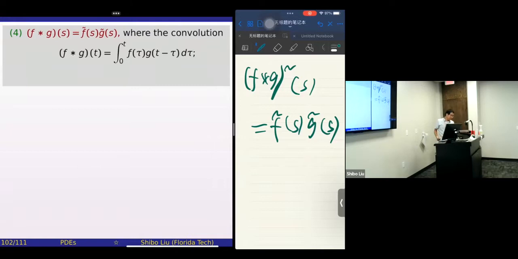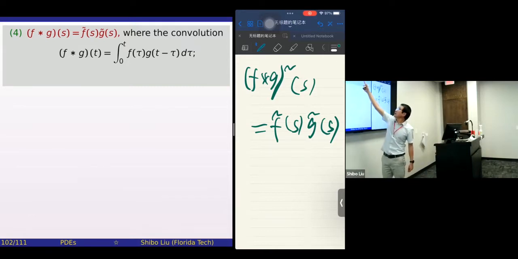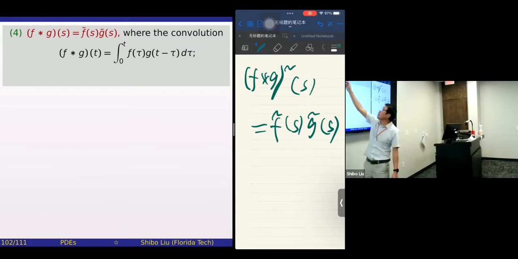Here, the convolution, given two functions f and g defined on the positive axis, is a new function denoted by f star g. The value of this function at t is this integral, the integral with respect to tau from 0 to t. That is the definition of a convolution. Now, apply the Laplace transform to the convolution, and you will obtain the product of the Laplace transforms of f and g. So the Laplace transform converts convolution into multiplication. It also converts differentiation into multiplication.